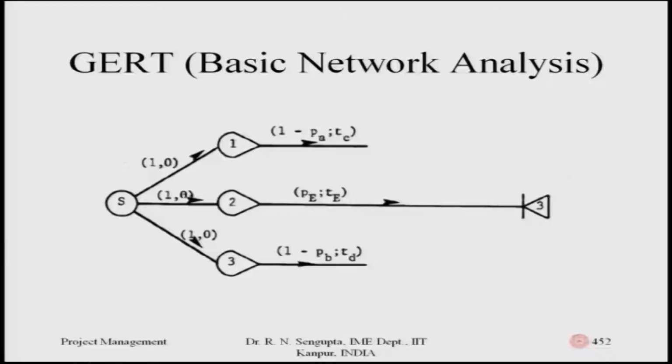Coming back to this diagram, S is leading to 1, S is leading to 2, S is leading to 3. Nodes 1, 2, 3 have their implications in the diagram, and the probabilities are given. One is 1 minus Pa, and for the arc going out from 3, it is 1 minus Pb, and the corresponding times are given: the first one is Tc and the third one is Td. Node 2 leads to the combination node, a triangle with a vertical line on the left. I will leave that for your explanation to get it clear, but its corresponding probability is Pe and time is Te, which we have just taken as given.